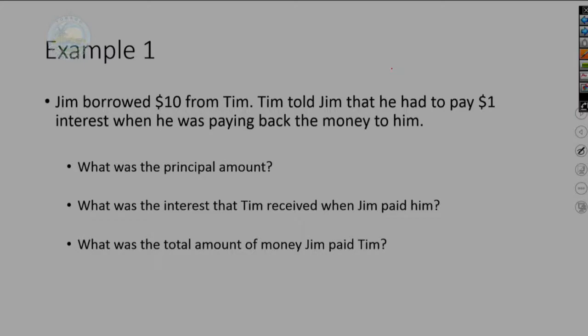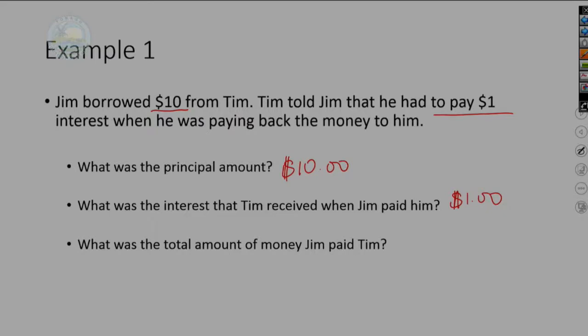According to the question, that's $10. So the principal is $10. What was the interest that Tim received when Jim paid him? Well, Tim told Jim that he had to pay him $1 interest. So when Jim paid Tim, he paid $1 interest. What was the total amount of money that Jim paid to Tim?